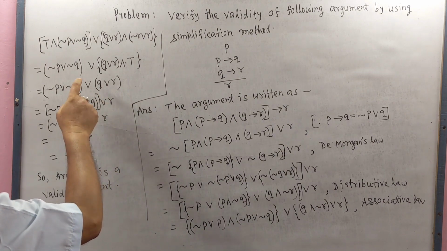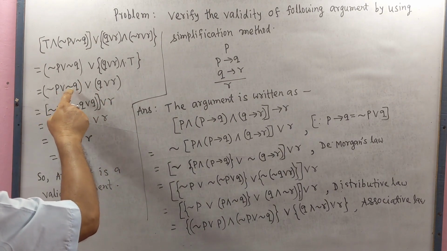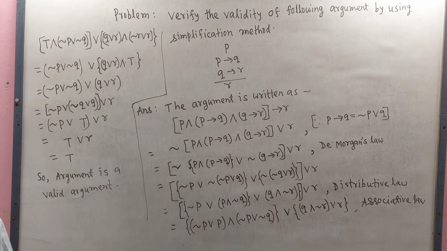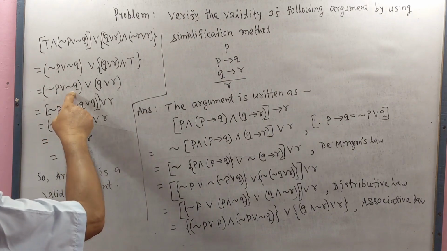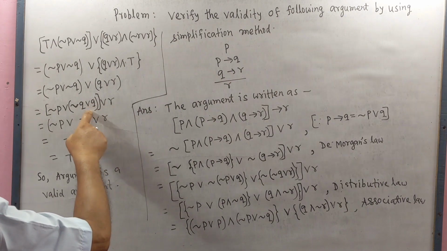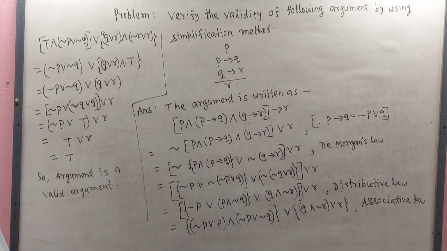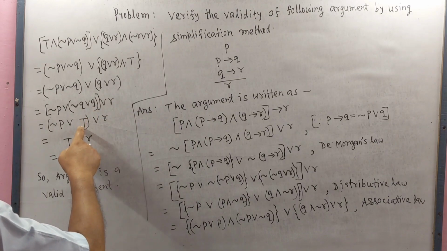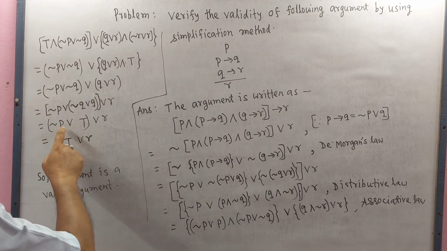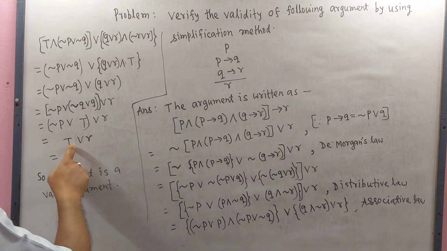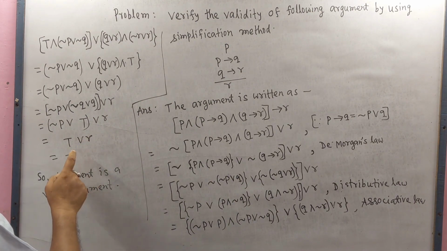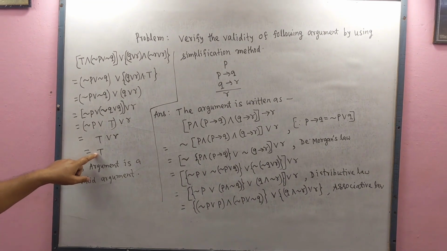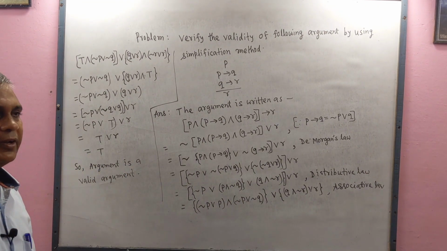Now here we see that all are disjunction. So we may use the associative law. Negation P, disjunction, negation Q, disjunction Q, and here disjunction R. Negation Q, disjunction Q is T. Disjunction with T is T. Negation P, disjunction T is T. Disjunction R. Disjunction with T is T. So ultimately we get result T. So the argument is a valid argument.